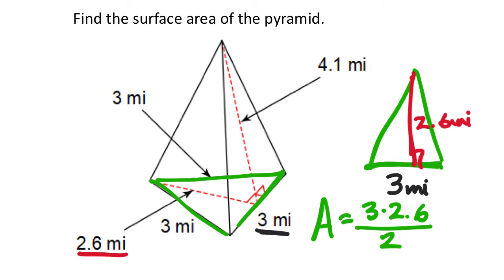So I'm going to go straight to my calculator and do this. 3 times 2.6 divided by 2. And I get 3.9. And again, this would be in square miles. But I don't really need to label it yet. I just want to label the answer. So I'm going to wait to label this.